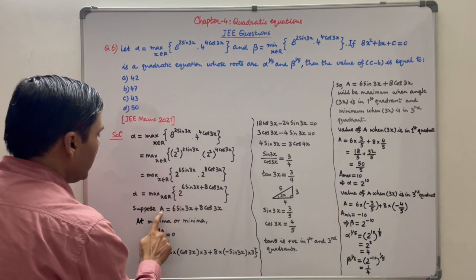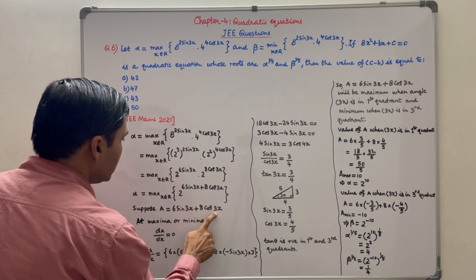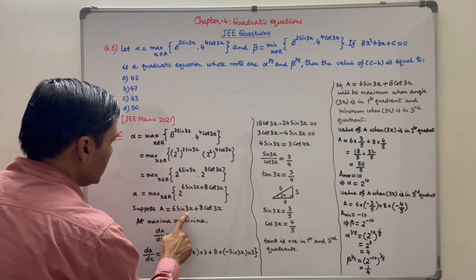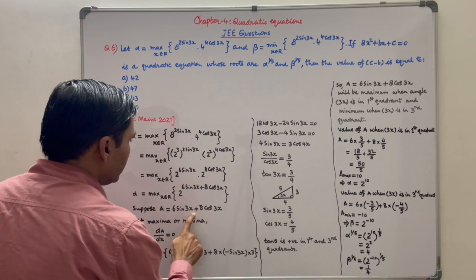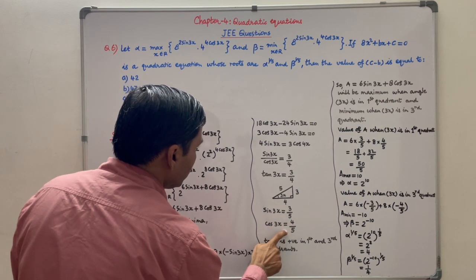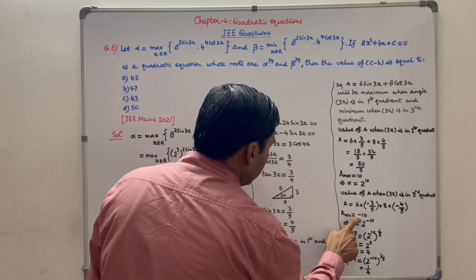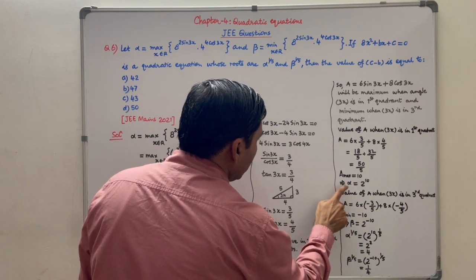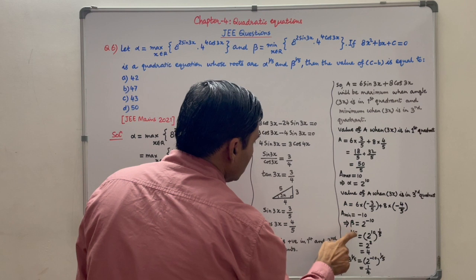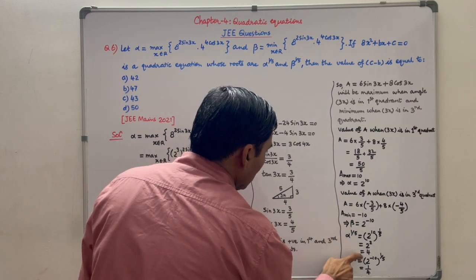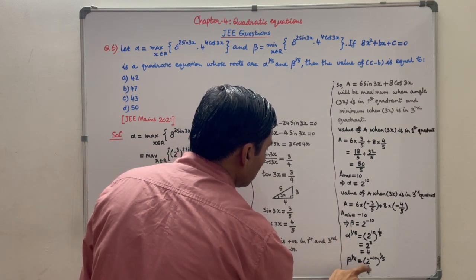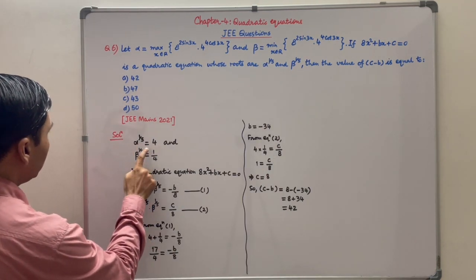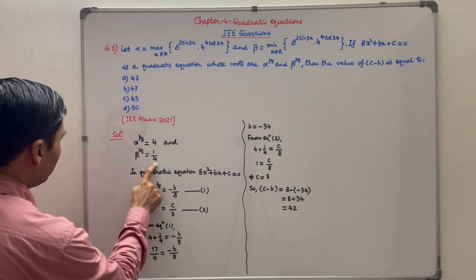Similarly, we will calculate A minimum when sin theta and cos theta both will be negative. So A minimum is equal to 6 into minus 3/5 plus 8 into minus 4/5. So A minimum is equal to minus 10. So beta is equal to 2^(−10). We have got the values of alpha and beta. So alpha to power 1/5 is equal to 4 and beta to power 1/5 is equal to 1/4.